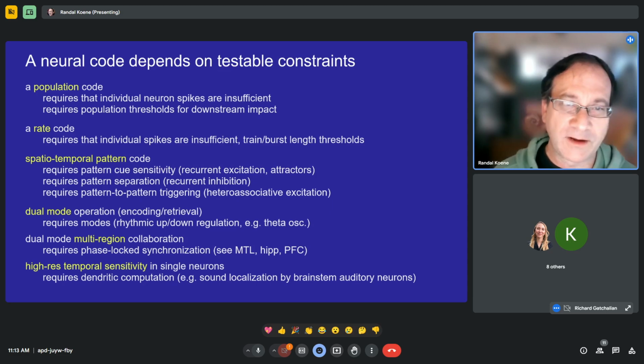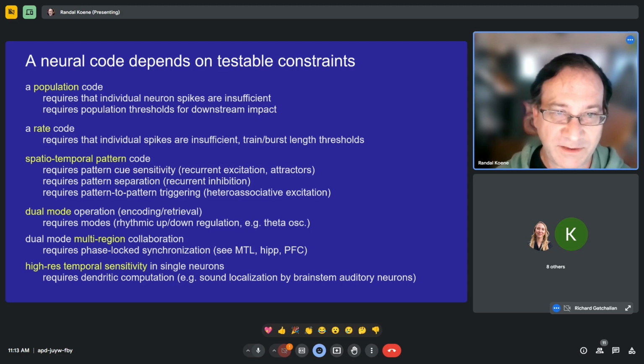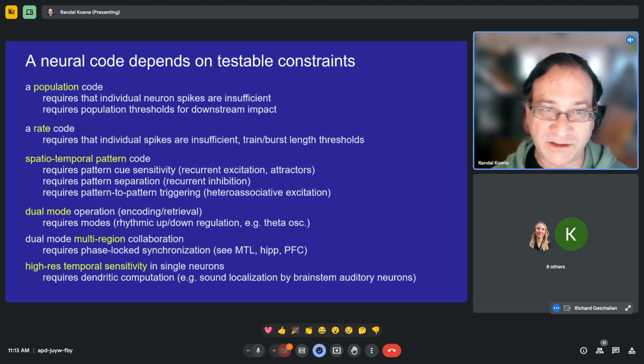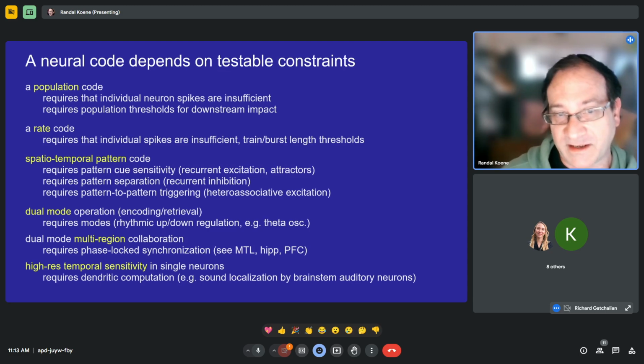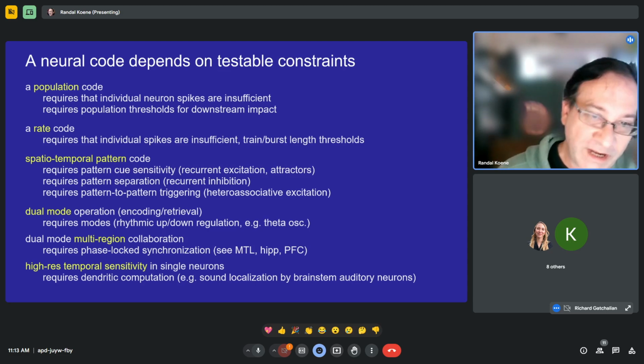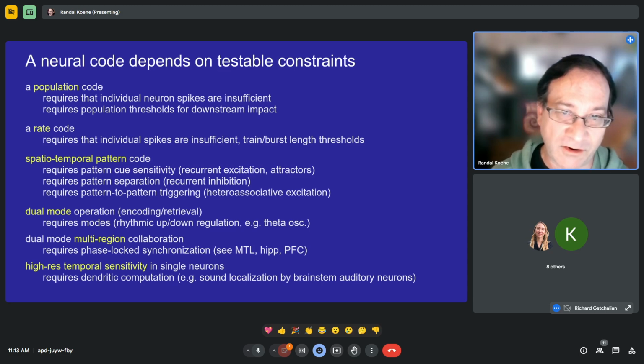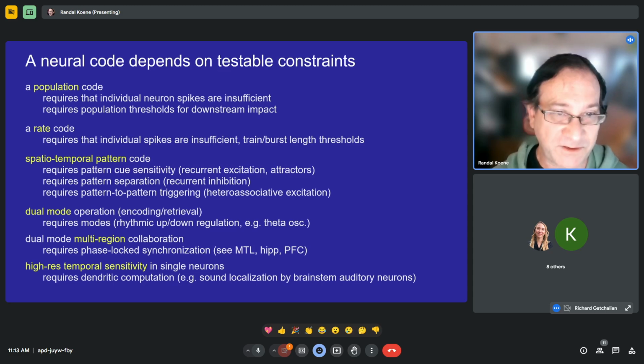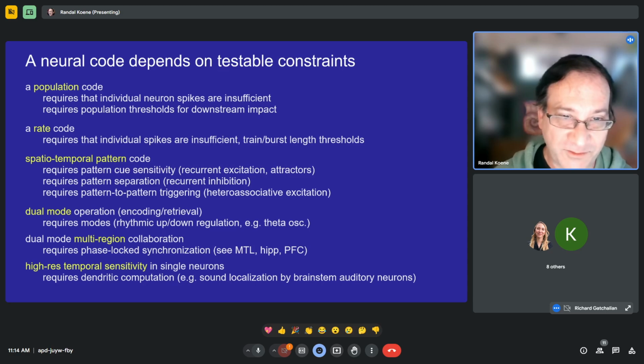For instance, a population code requires that the spiking of individual neurons is insufficient by itself for signal propagation and computation. And it requires that there's a threshold in terms of the activity of one population that can be a successful cue for the activity in the next. A rate code, by contrast, implies that not only are the individual spikes at single neurons insufficient, there also has to be an extended train or burst of spikes for there to be a rate code even, or for that to have meaning.